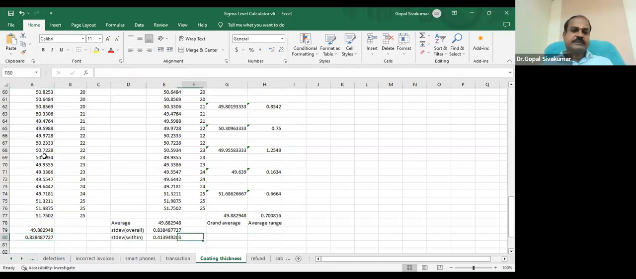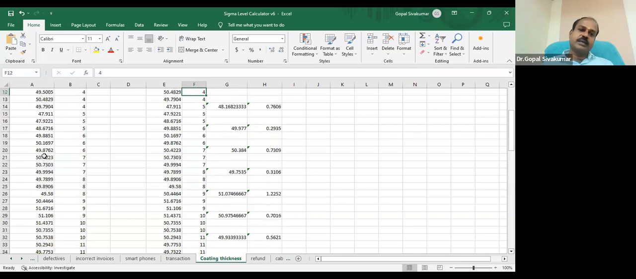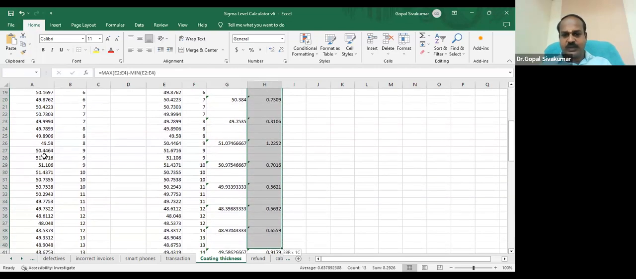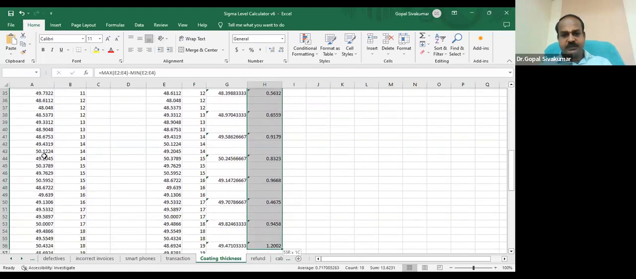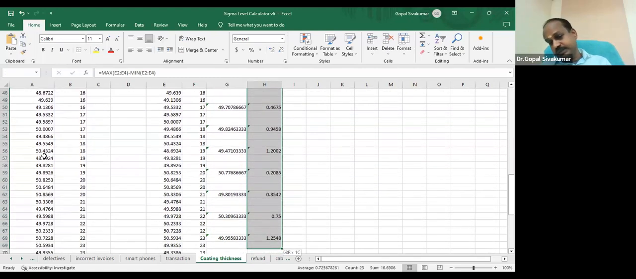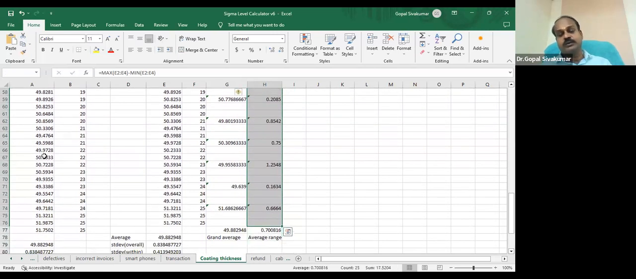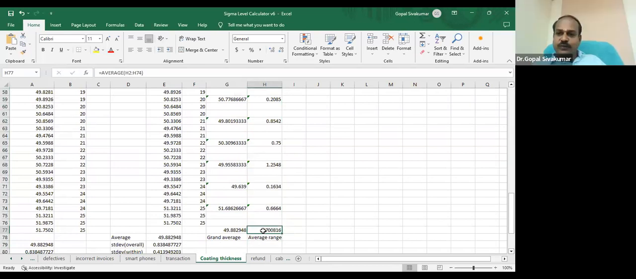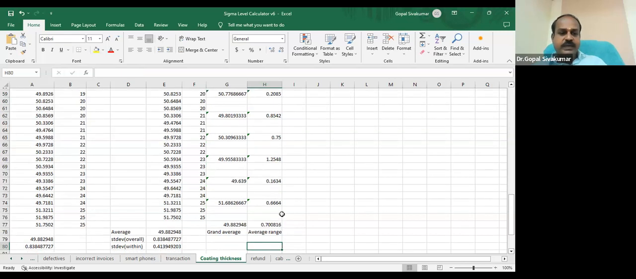All right. Similarly, some calculations here: data, subgroup number, subgroup average, subgroup range. Can you see all 25 ranges in this column, column H, subgroup ranges? How to calculate within standard deviation? R bar divided by d2. What is R bar? It is the average of all the subgroup ranges. Can you see the formula here? All the 25 ranges, I have taken the average, and then I have to divide that value by d2. That will give me the within standard deviation.